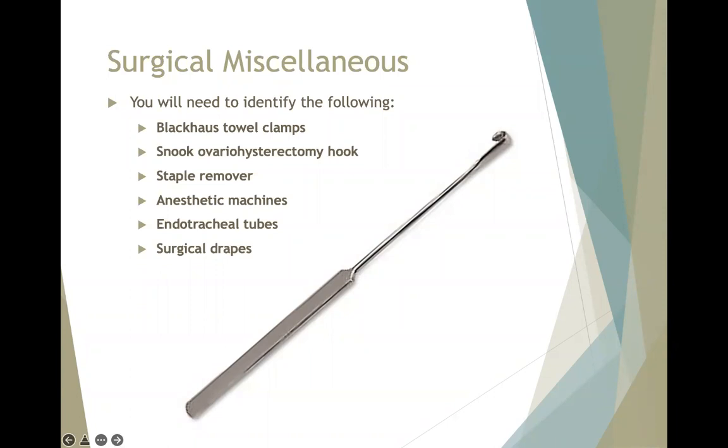Looking through our list here, I'm going to be talking about our Backhaus towel clamps, the Snook ovariohysterectomy hook, also known as the Snook hook, which is the tool that you're actually seeing right here. You can see it's a long tool with a little hook at the end. We'll look at our staple removers, as well as previewing again those anesthetic machines, endotracheal tubes, and surgical drapes.